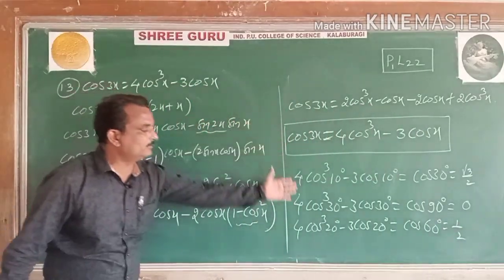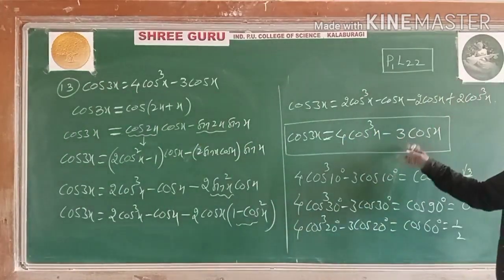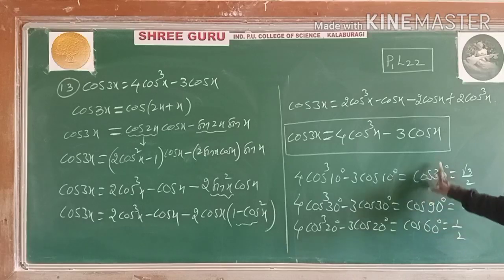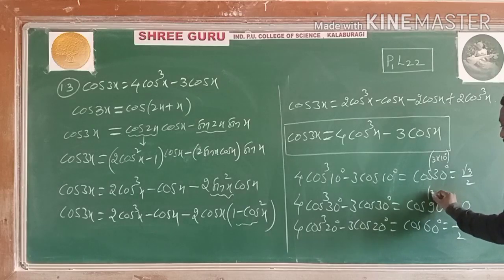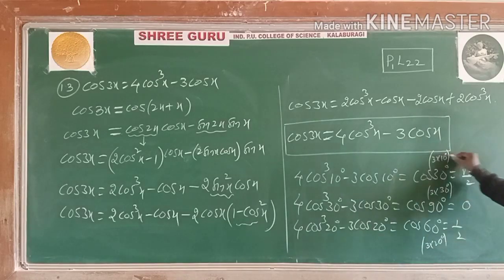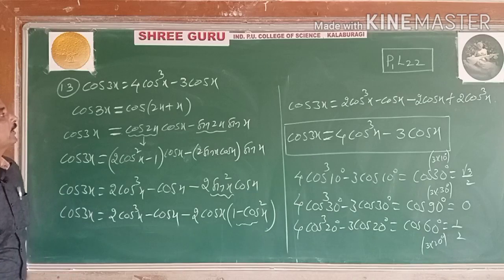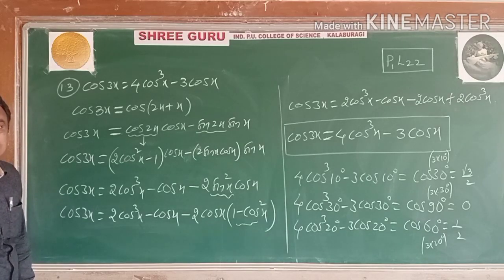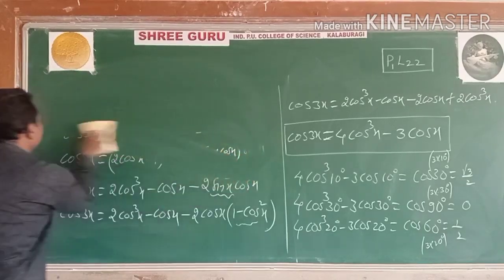You may write it like that along with this cos 3x formula. Using this cos 3x formula, you may convert in terms of multiple angles. This is 3 into 10 degree, this is 3 into 10 degree, this is 3 into 30 degree, this is 3 into 20 degree. Multiple angles. Then it becomes cos of 30 degree, cos of 90 degree, cos of 60 degree. Like that you may convert in terms of multiple angles. So this is about the cos of 3x, students. Now let us come to the tan of 3x.